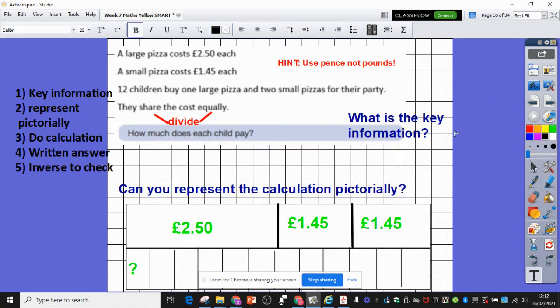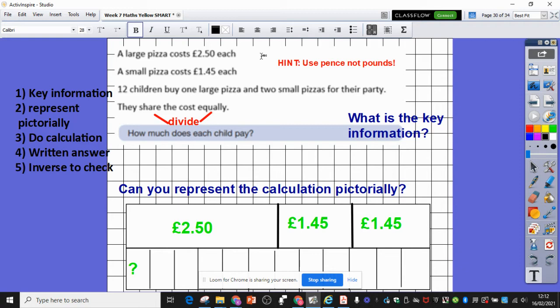So, okay, pizzas, lovely. We have got the problem here, and again, like yesterday, it's going to be a two-part problem, and it's in pounds and pence. So my top tip for you would be to use pence, not pounds, to convert them. So we would be multiplying by 100 to take out the decimal point. So you would have 250 pence and 145 pence.